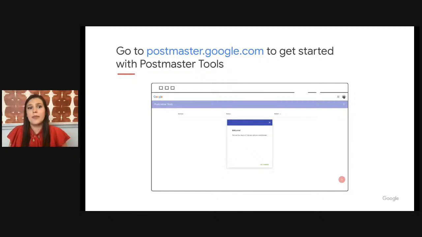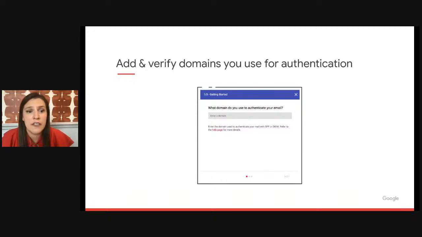So how do we get set up? Go to postmaster.google.com to get started. Make sure you're signed into that shared Google account that you're using for your team so that you sign on to the right address. And then make sure that you add and verify your domains that you can use for authentication. We always recommend that you use a shared account in this case to ensure that if somebody moves on from your organization, they don't take this with them when they move on, but that it stays with the organization so that you can see it for time and time to come.